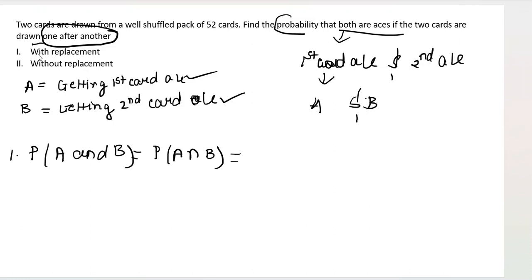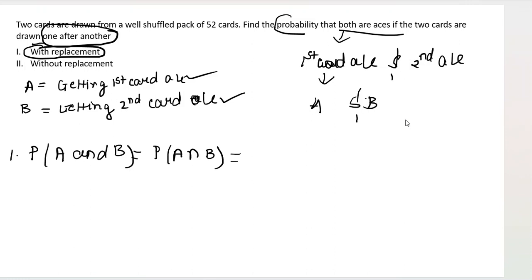The first part says what? The cards are drawn with replacement. Now, when we draw the cards with replacement, the card you draw in the second case is independent of what card you draw in the first case.